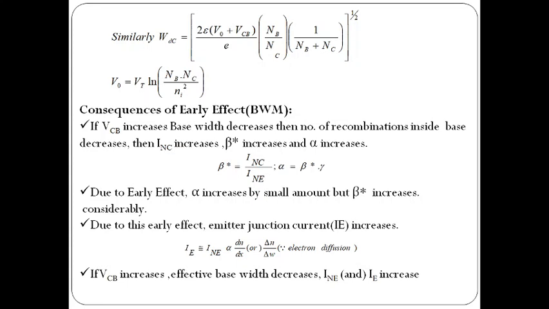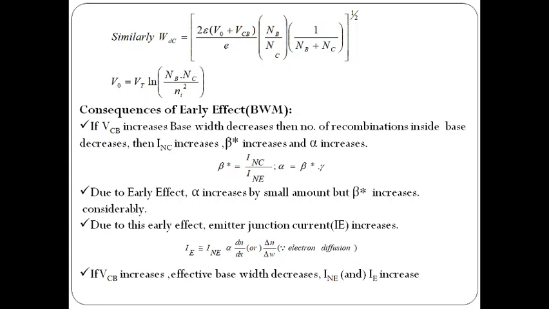What are the consequences of the early effect? If VCB increases, the effective base width will decrease. Then the number of recombinations in the base will decrease, then IC increases. Automatically beta also increases, the base transport factor also increases, and alpha increases. Due to the early effect, alpha increases by a small amount, but beta increases considerably.